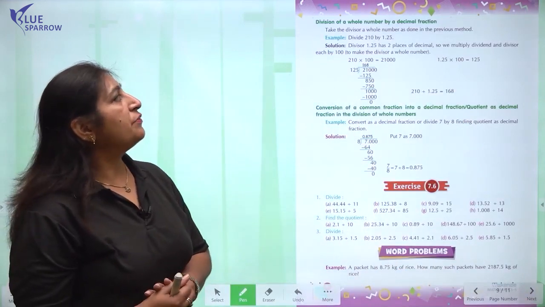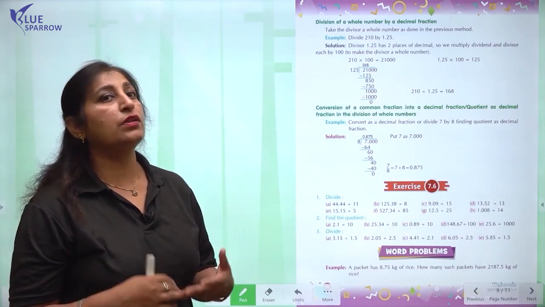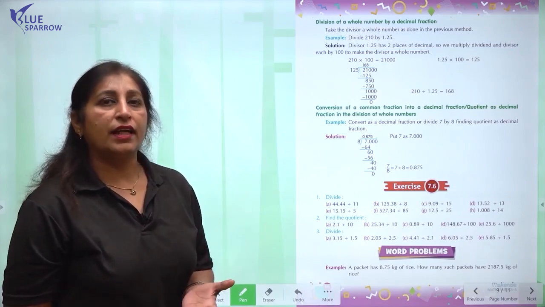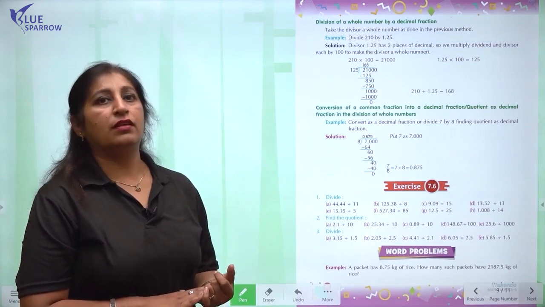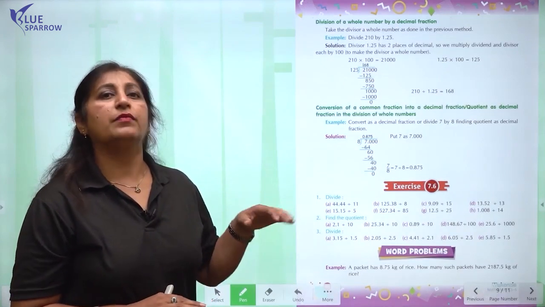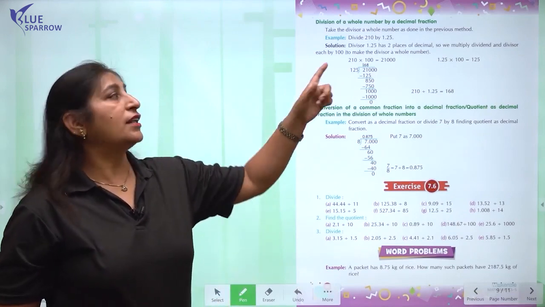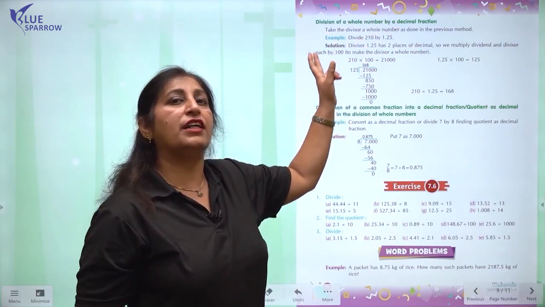Now we come towards division of a whole number by a decimal fraction. Now we are going to divide a whole number by a decimal fraction. Here again you would simply convert the decimal fraction, that is the divisor, into a whole number first, and at the same time the number that is multiplied with the divisor should be multiplied with the dividend also.